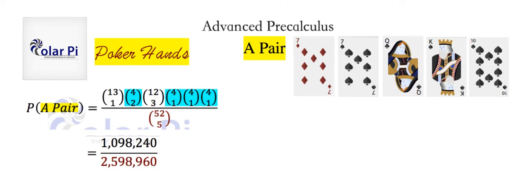Now, this is a huge set of numbers, the two numbers. So let me have you get a feel for what it actually reduces to or simplifies to. So it's roughly 1 in 2.4.